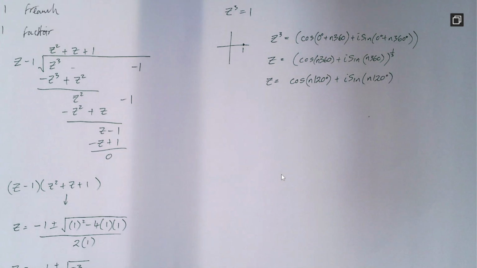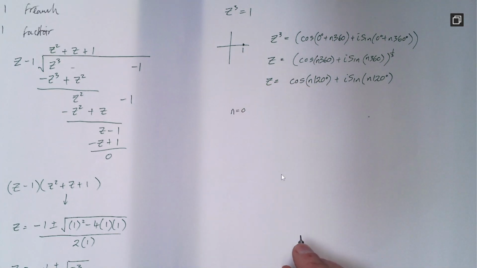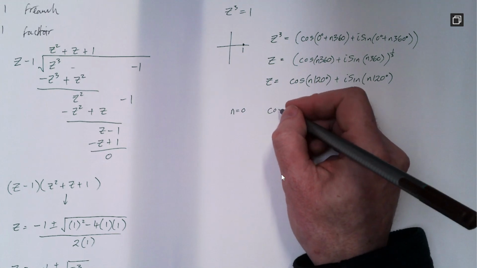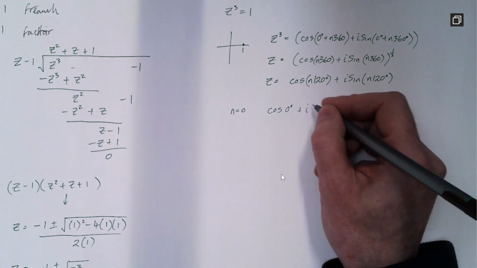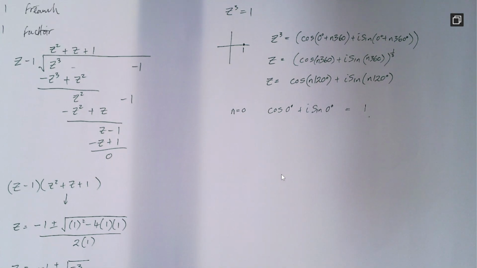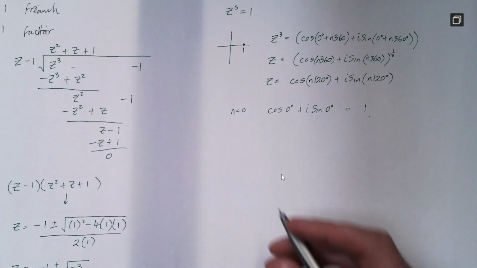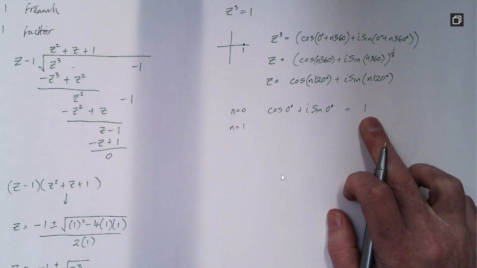Okay, now writing this in polar form, that is set. Can you do it with the roots? The first root is cos 0 degrees plus i sin 0 degrees, because cos 0 is 1 and sin 0 is 0. So it's 1 plus 0, which is 1. And then the next root.